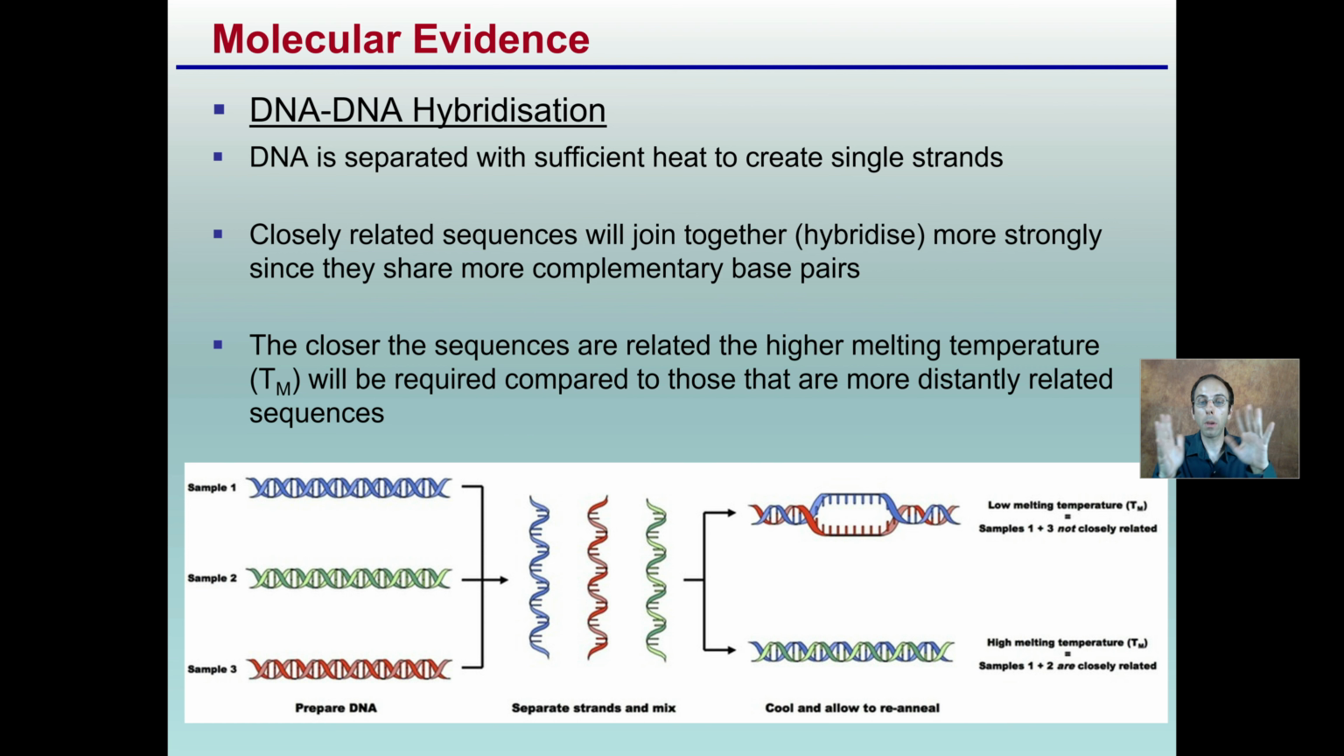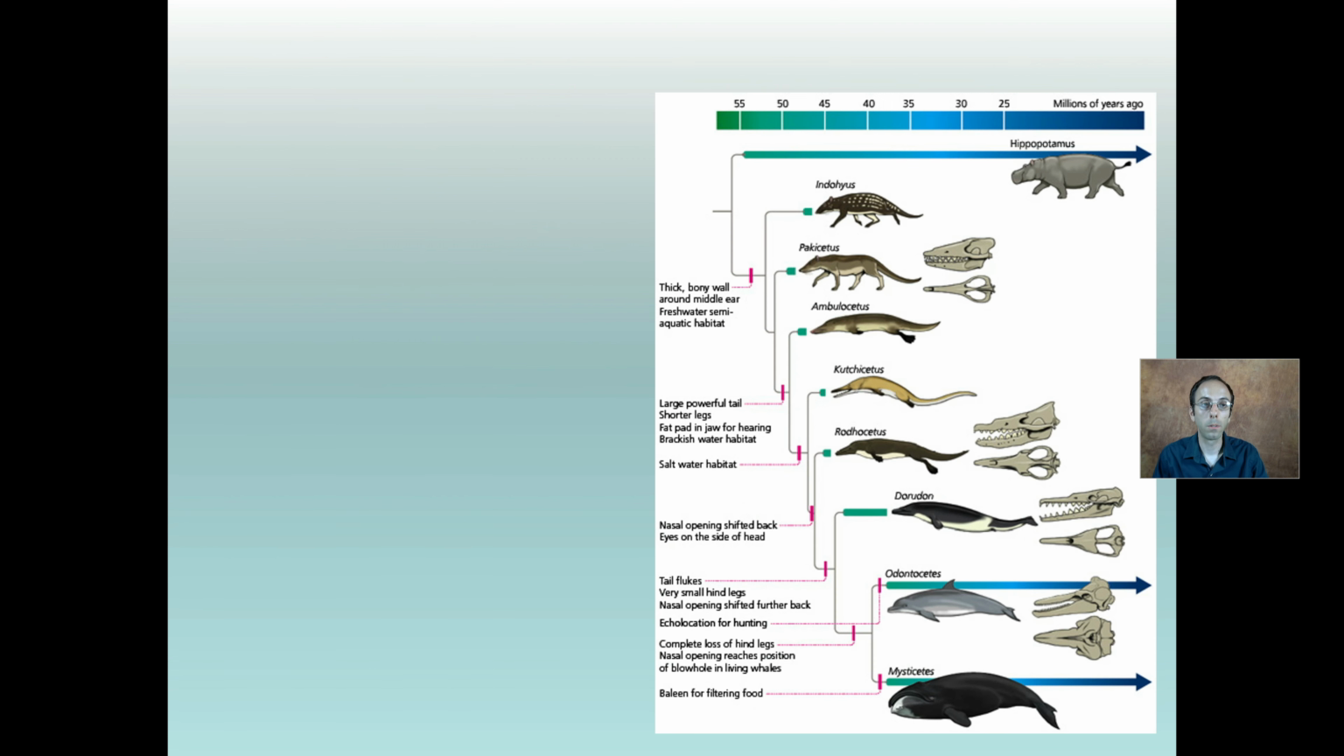So we take the DNA, separate it out, and see what it may stick to. The closer the sequences are related, the higher the melting temperature, the Tm, that will be required to separate them. This is a way to tell how similar the genetics may be, because if they're more similar, they're going to be bound tighter and take more heat to separate.